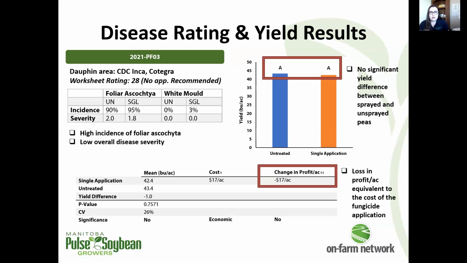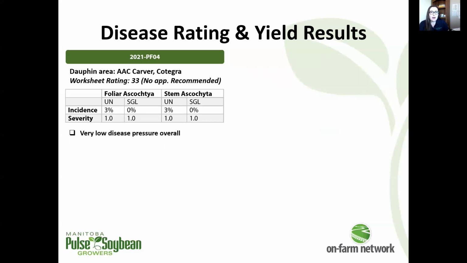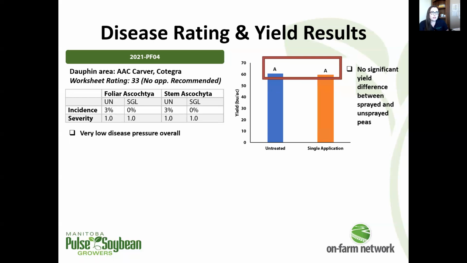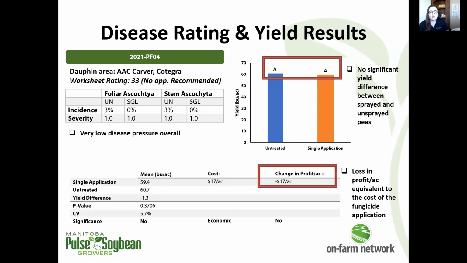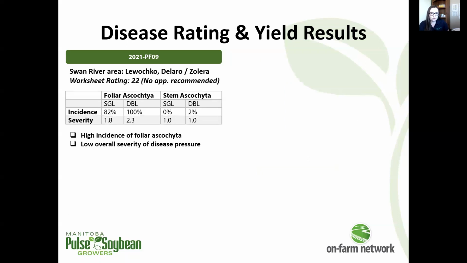And of course, we have that same associated decline in profit per acre as a result of not getting a return on that investment in that product. Another trial in the Dauphin area also didn't have an application recommended based on the worksheet. This was another one that had very low, almost non-existent disease pressure overall. The same story without a significant yield difference. We're seeing that loss in profit per acre associated with that product cost.